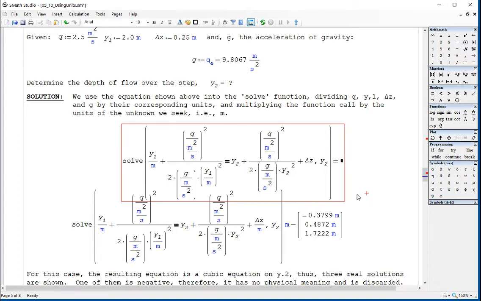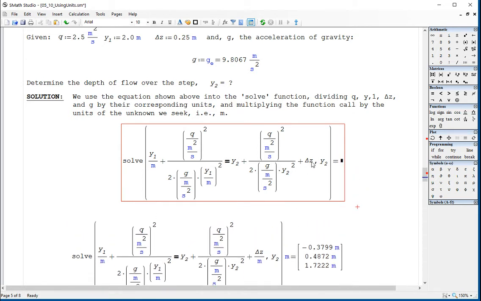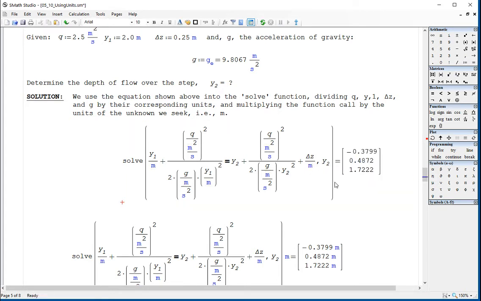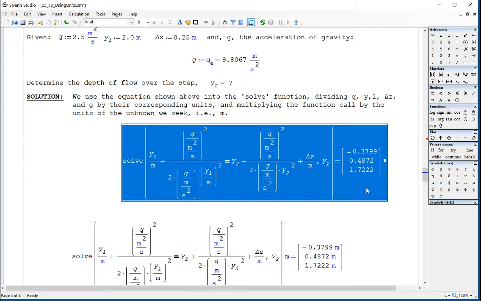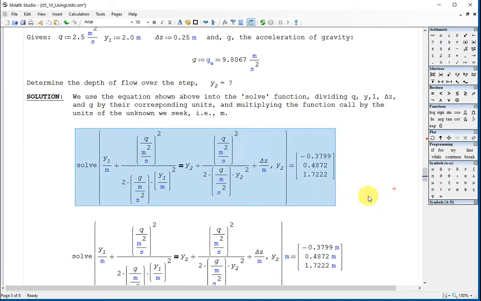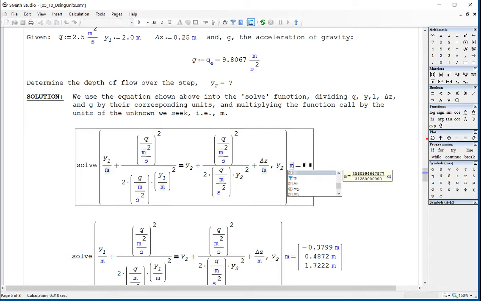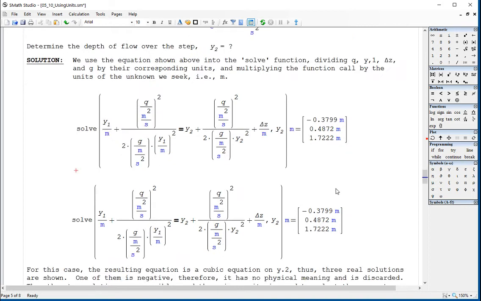And then delta Z still needs to be divided by meters because it's a known quantity. I'm going to put some spaces in here. Divided by quad M. And that gives me some results. Those results should be in the units that I'm expecting, which is meters. And so I click in here and type times quad M, and that gives me the result.